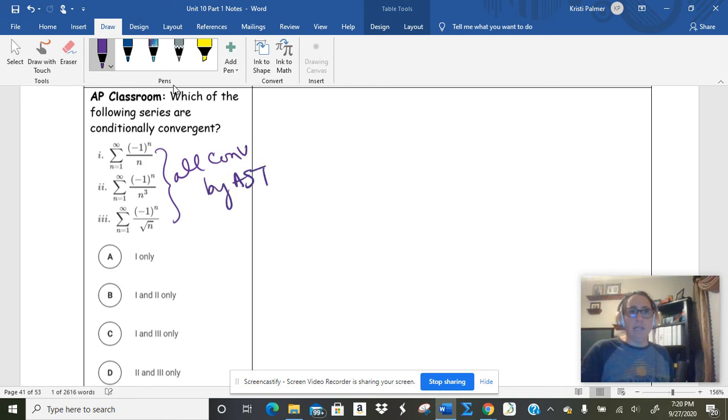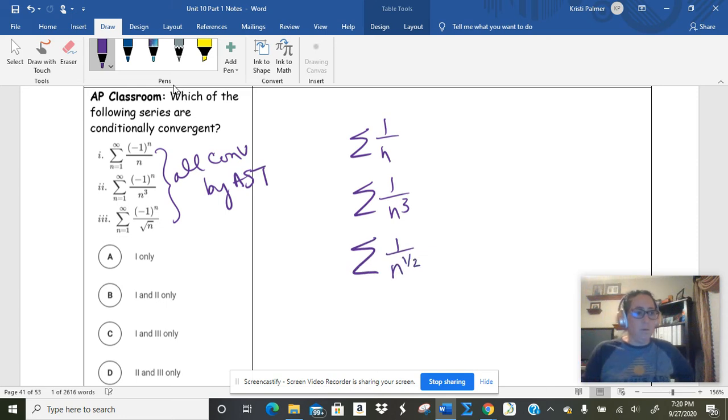So I want to look and see which ones, when I take the absolute value and make new things, which one of these would also converge just by looking at the absolute values. Well, this one diverges by the p-series, this one converges by the p-series, and this one diverges by the p-series. See, on a multiple choice, it's kind of nice. You don't have to show everything out. You can just use some shorthand here.